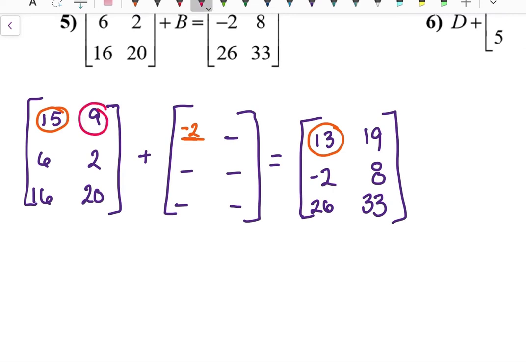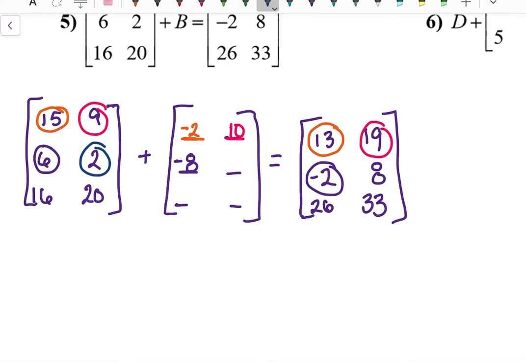Next one is 9. I need to add something to 9 to make it equal 19. In this case, I would add 10 to 9 to make it equal 19. For the next one, I've got 6. I need to add something to 6 to make it equal negative 2. Again, I need it to get smaller, so I'm going to add a negative number. In this case, I'm going to add negative 8, because 6 minus 8 will give me that negative 2 that I need.